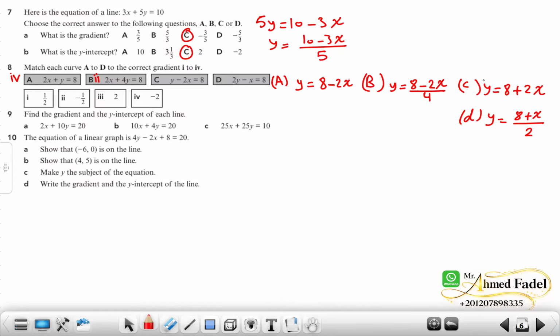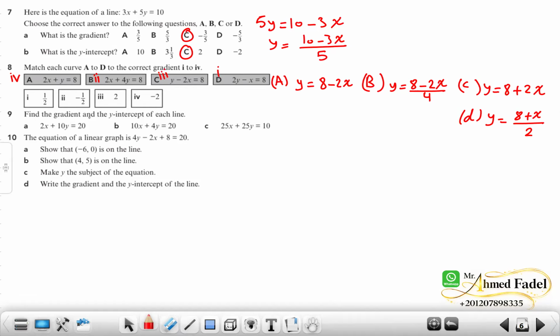The gradient of C is 2. So where's 2? It's here, triple I. The gradient of D, you're going to find that it is 1 over 2. So 1 over 2, which is I.